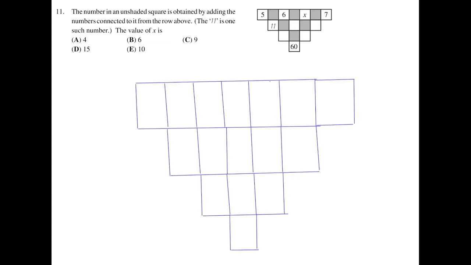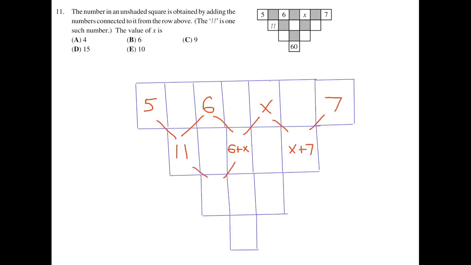All right, let's draw this out a little bit bigger. Okay, and let's fill in the numbers. So we've got 5, 6, x, 7, 11. Now, 5 plus 6 is equal to 11. That's how this diagram works. So that means 6 plus x goes here. X plus 7 goes here, like that. So I hope you understand how this works.